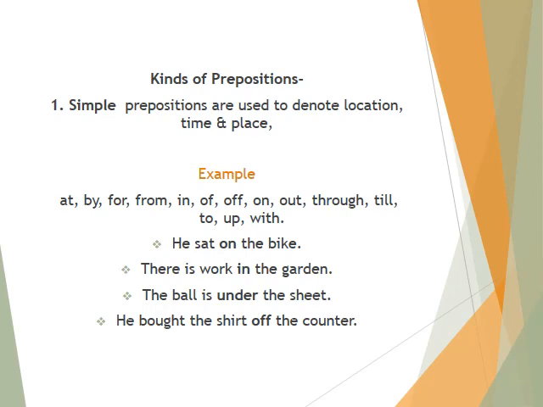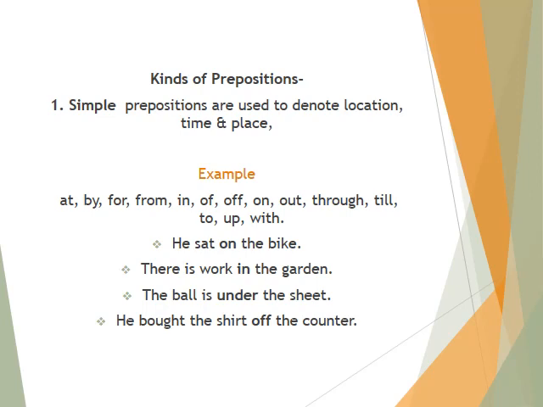Kinds of prepositions. Simple prepositions are used to denote location, time, and place. For example, at, by, for, from, in, of, on, out, through, till, to, up, with.